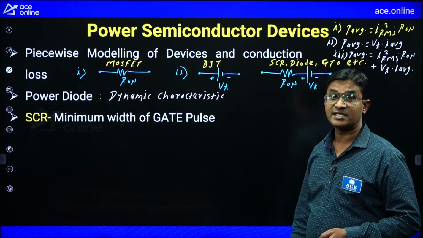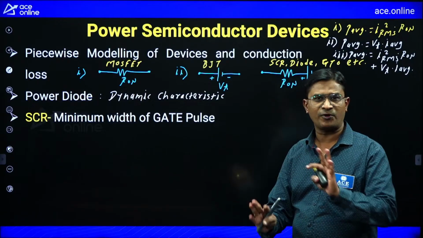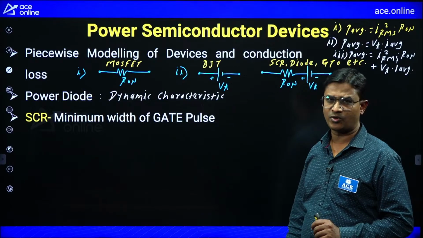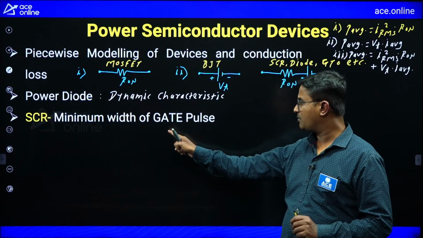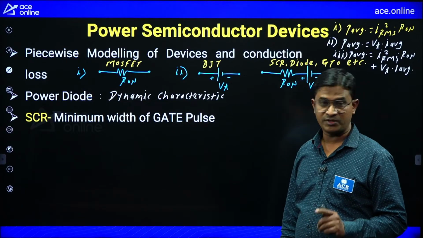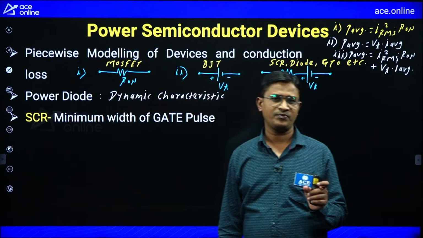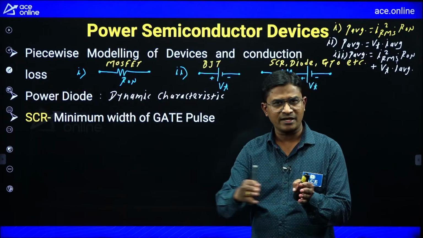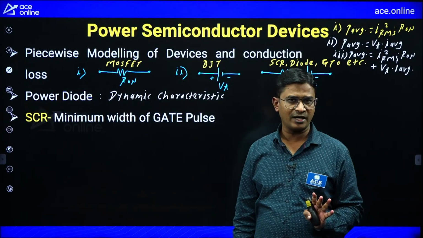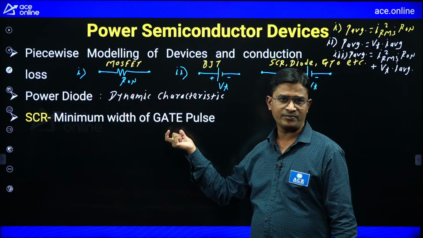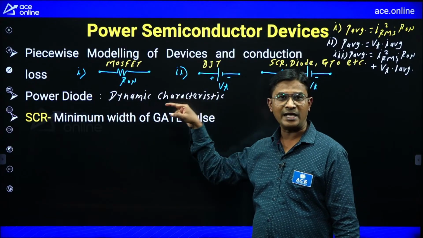Next important is the SCR. In SCR, we have various points, so from that, which are the important points that we are going to discuss. Here, the minimum width of the gate pulse required. We know SCR is a semi-controlled device. Once SCR turns on, after that the gate signal is not required. So, the minimum width of the gate pulse required, given the latching current.